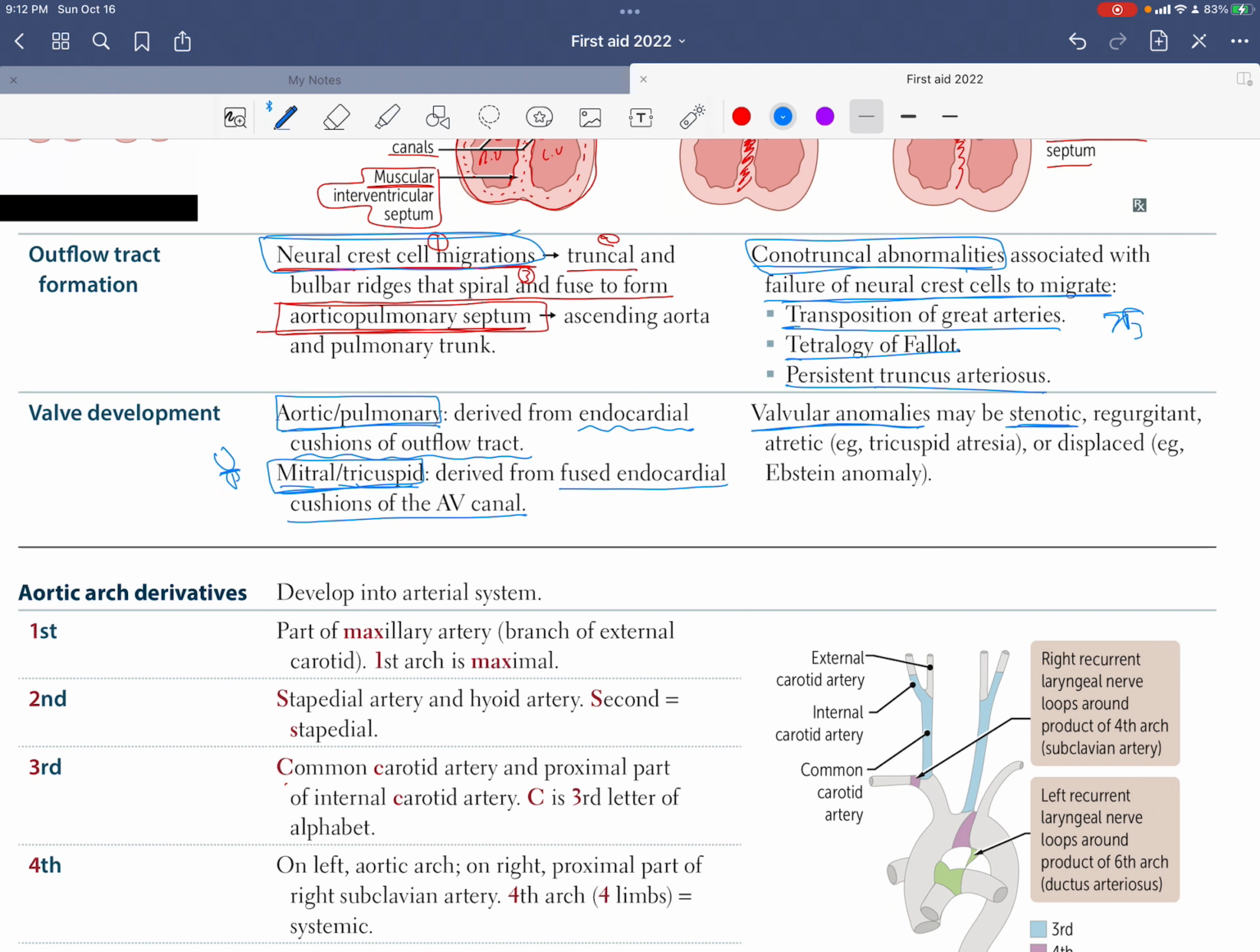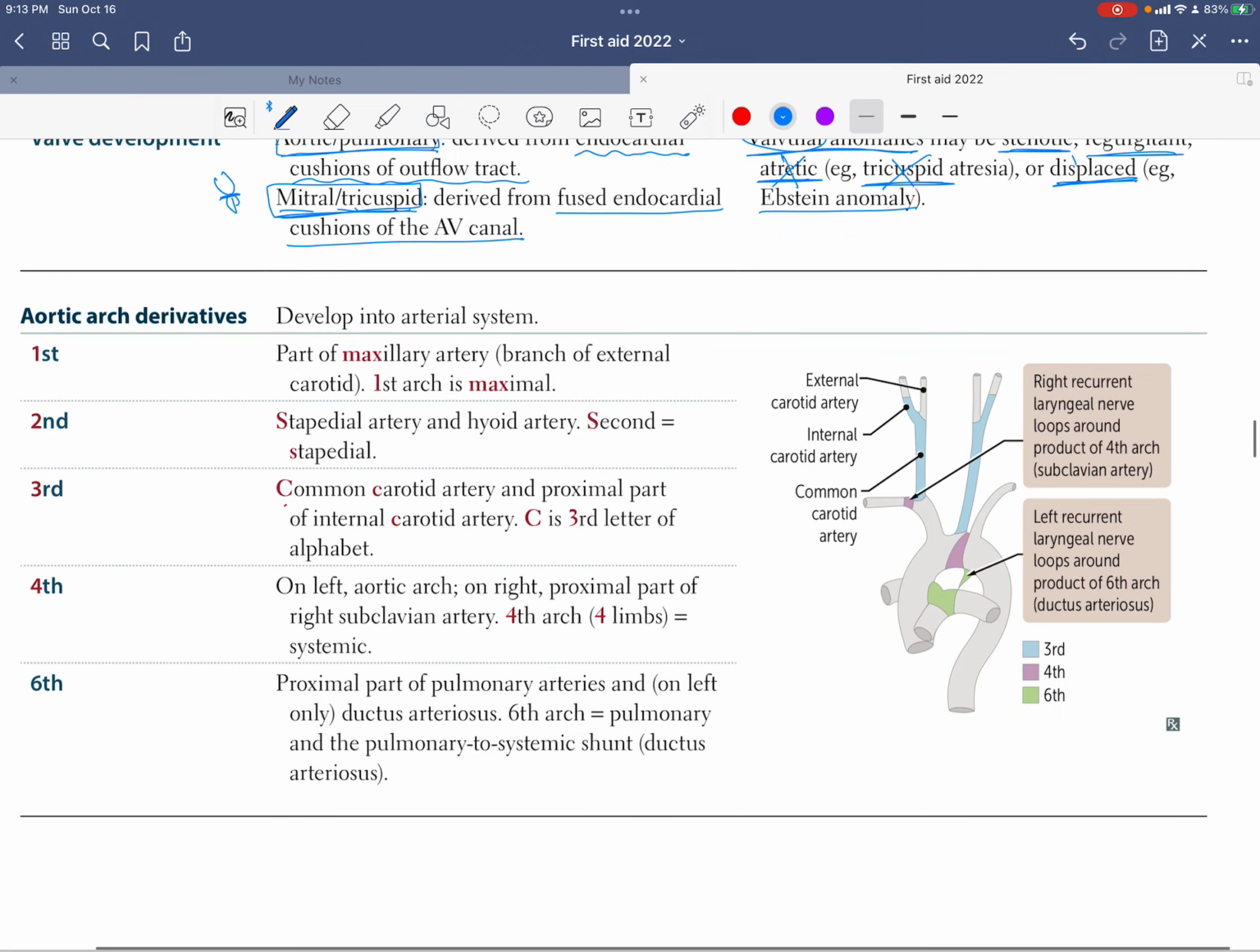So if we have valvular anomalies, it may be stenotic, which is a kind of constriction or loss of elasticity. It just gets smaller. Regurgitant gets flappy, it doesn't close properly, and atretic doesn't form at all, like tricuspid dysplasia, which means there is no tricuspid valve at all, or it could be displaced as an Epstein anomaly. So these are the anomalies that we can have with valvular anomalies: stenotic, regurgitant, atretic, and displaced.